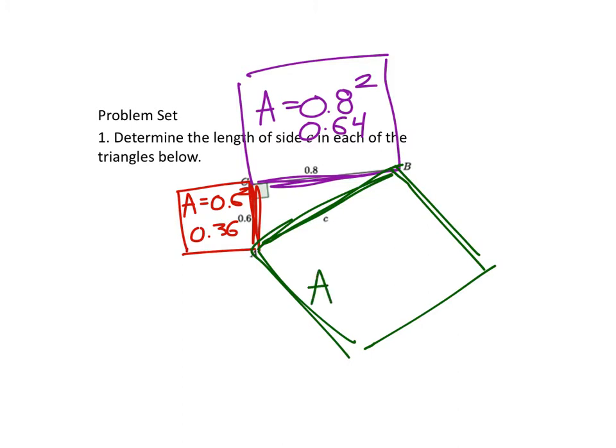Its area is going to be the area of the red square, 0.36, and I'm going to add the area of the purple square at 0.64. When I add these two together, I get 1.00. But I don't want the area of that. I want the side length. So if the area is 1, then I take the square root of 1, which is a side length of 1.